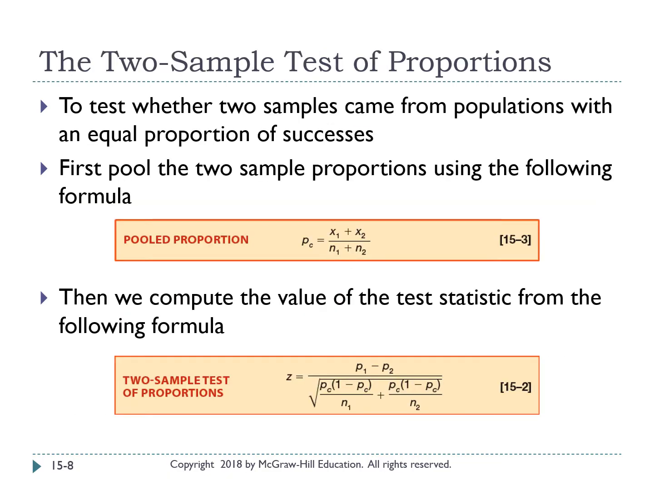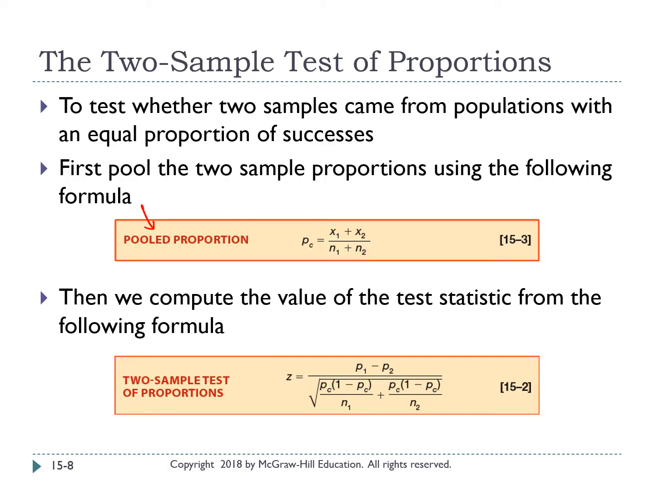We have to use two formulas when we want to compute two sample tests of proportion. Okay, the first one we have to compute the pooled proportion. When we talk about carpool, it means that we combine everyone in one car. When we talk about pooled proportion, we combine all the information in one formula. So what is the formula for pooled proportion?